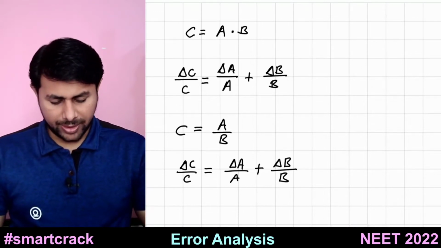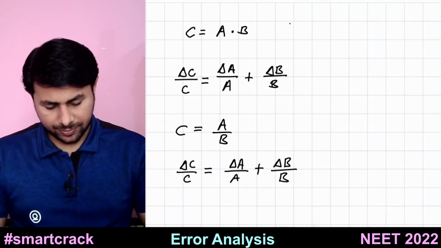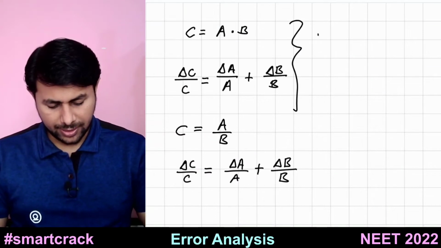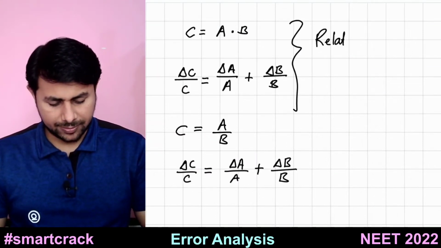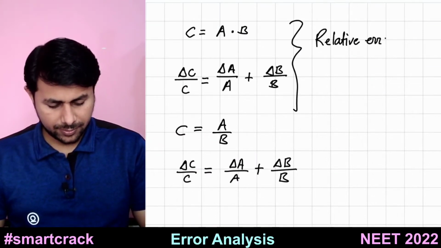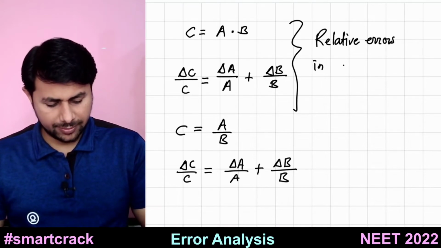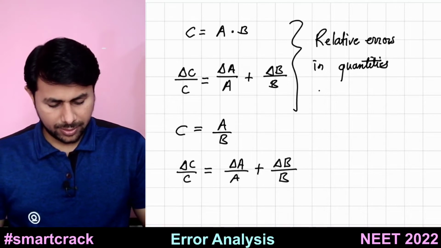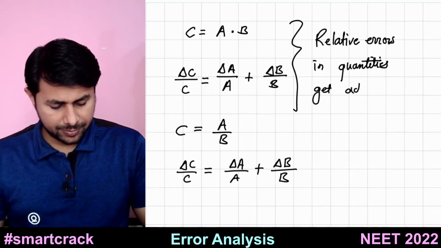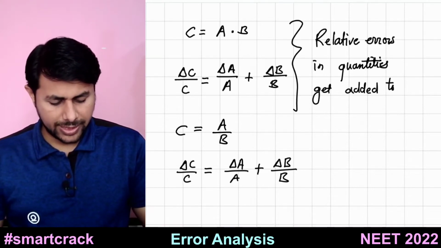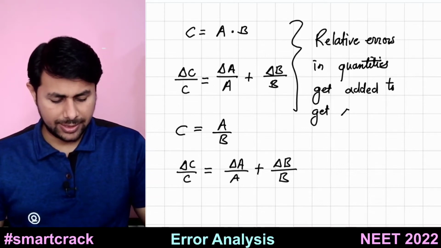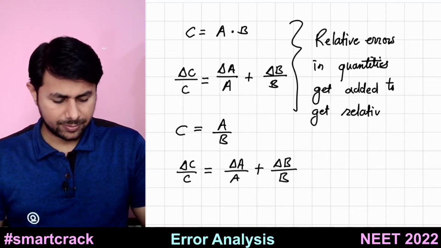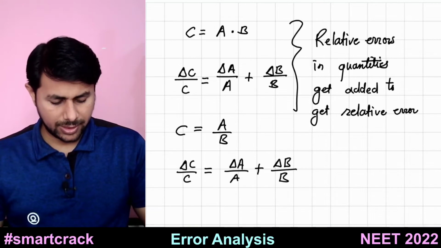So in case of a product or a division, what happens? Relative errors in quantities get added to get relative error in the resultant.